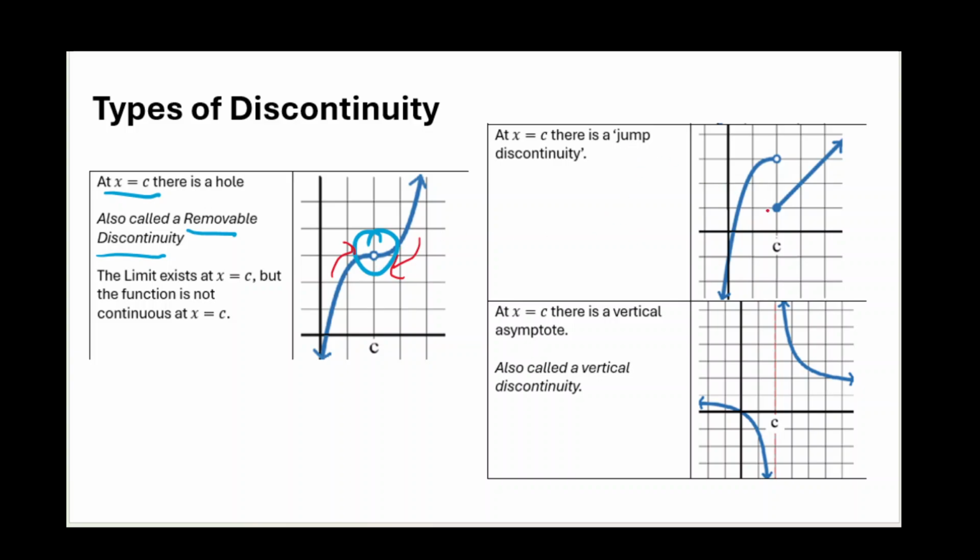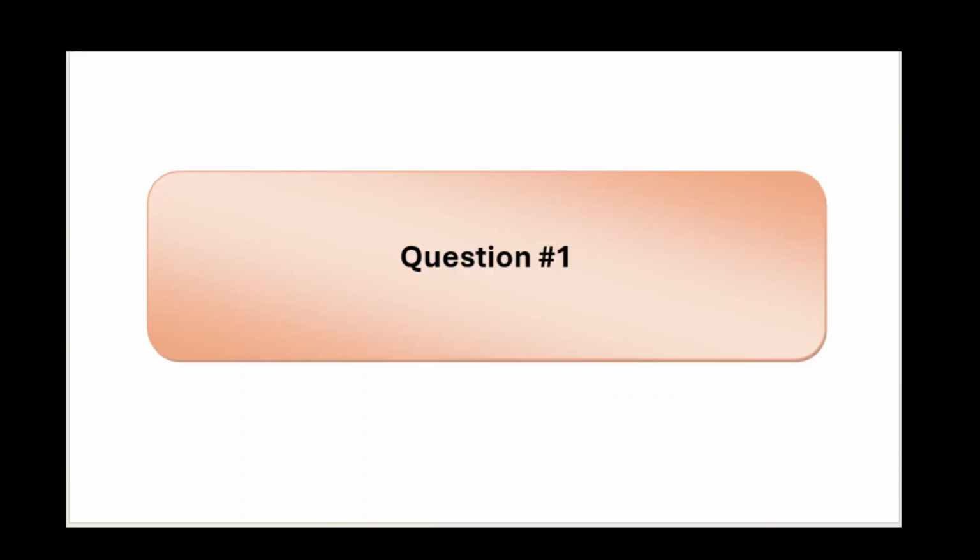Then we have a jump discontinuity. So the function suddenly jumps from one y value to another y value. So that is a jump discontinuity. You're going to see that probably only in piecewise functions. And then another possibility that we didn't see in the earlier graph is that you might have a vertical discontinuity, which we call a vertical asymptote if we're visualizing and graphing. And so the limit does not exist at a vertical asymptote. So let's do some continuity questions.